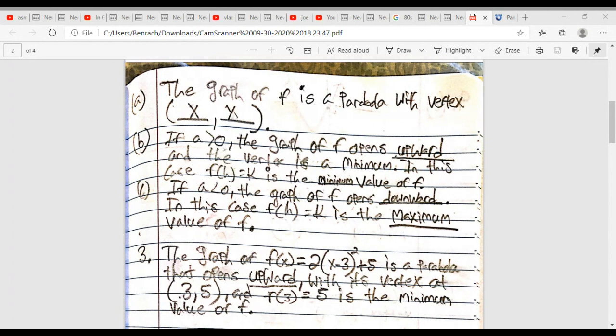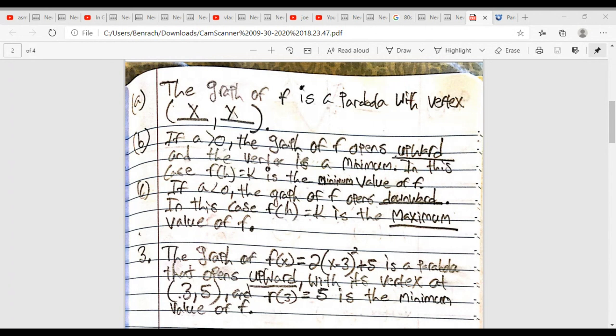Is it HK? Yeah, h comma k makes a vertex. So your answer for A should be H and K, h comma k, in the standard form. Okay. Right, makes sense? Yes.